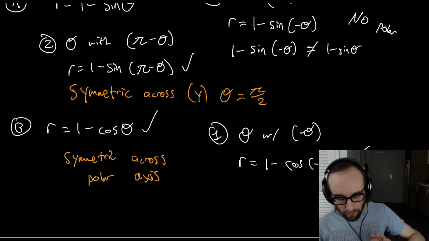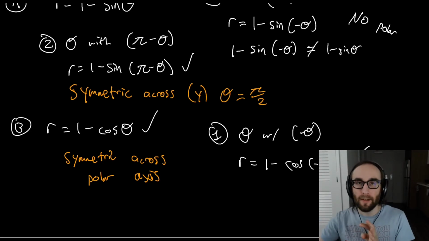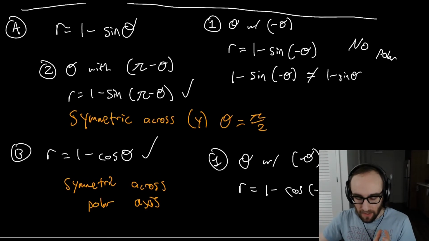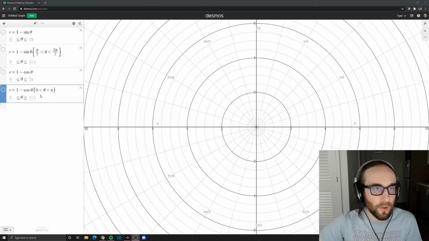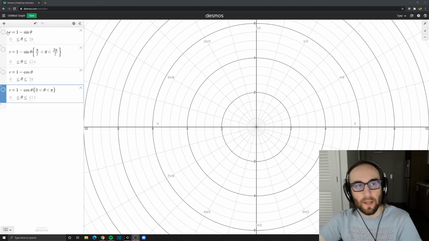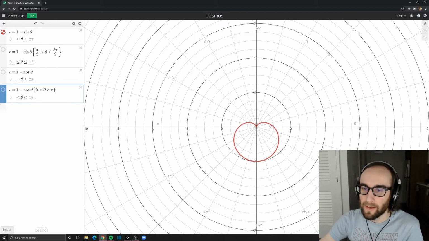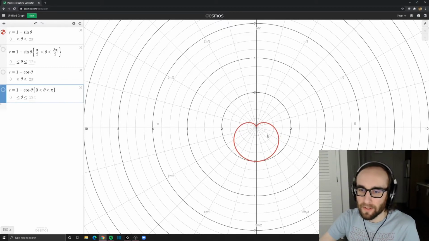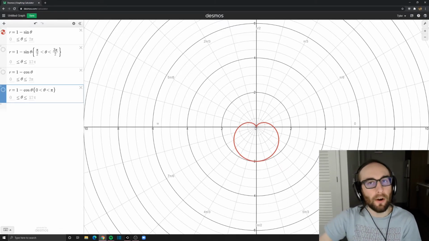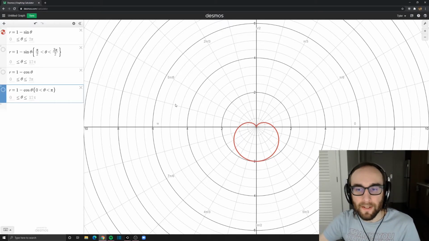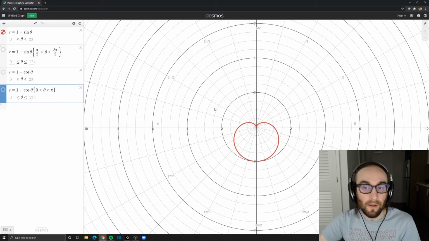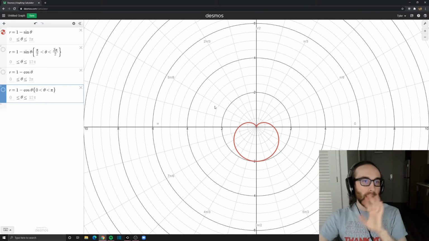Okay, so what I want to do next is take a look at the graphs of these and see what the symmetry looks like. All right, so taking a look at a couple of these graphs. The first equation we had was r equals 1 minus sine theta. And as you can see, we end up with this graph that's kind of like a circle, but it has this little indentation in the middle. So kind of like a heart shape in a way. Here we can see that we have symmetry across the y-axis, the line theta equals pi over 2.